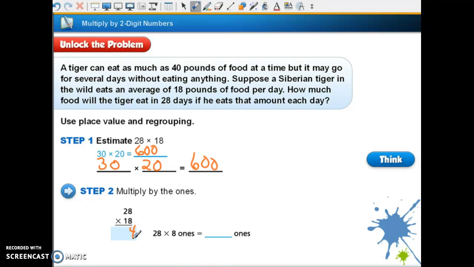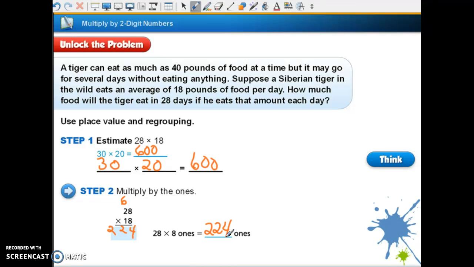So we're going to put our 4 down here. And what are we going to do with the 6 that's in the tens place? Regroup it up above the 2. And 8 times 2 is? Plus 6 more is? 22. So 28 times 8 ones is 224. 224 ones.